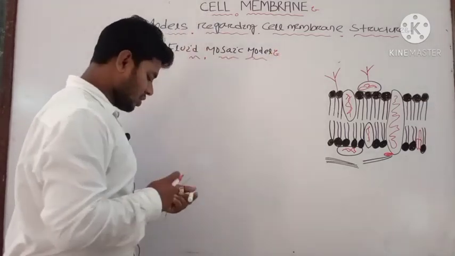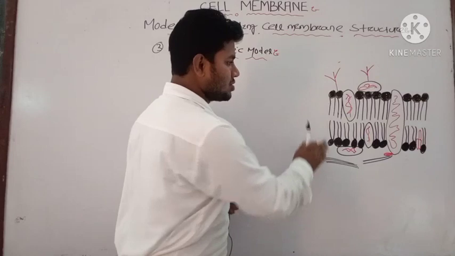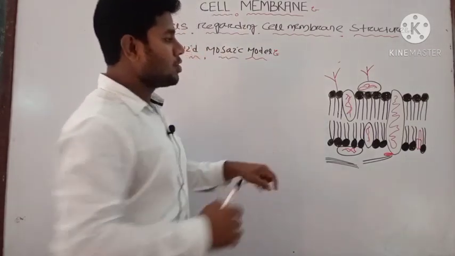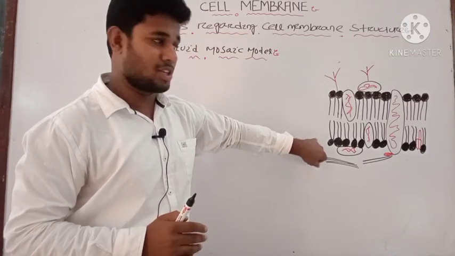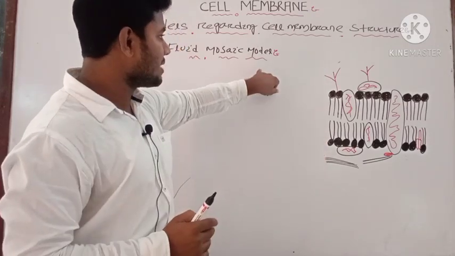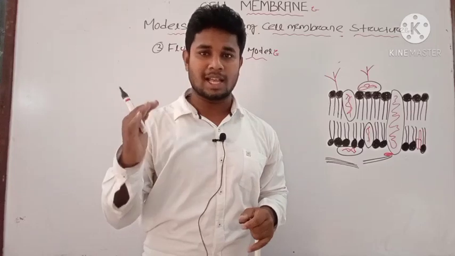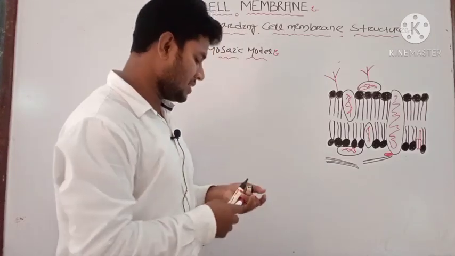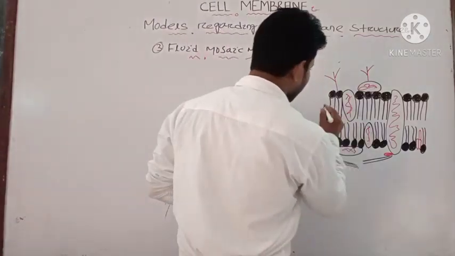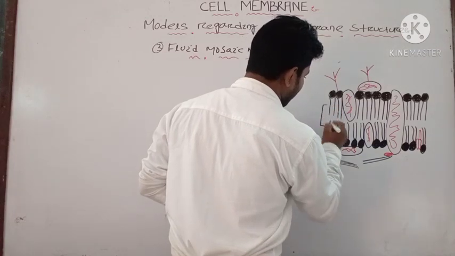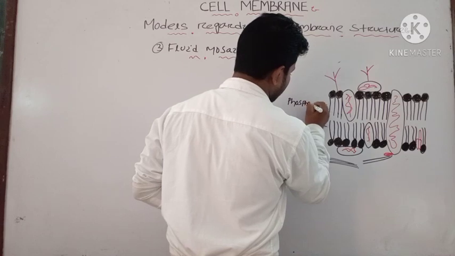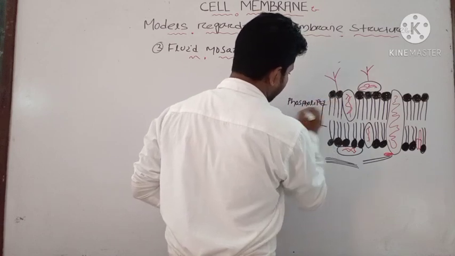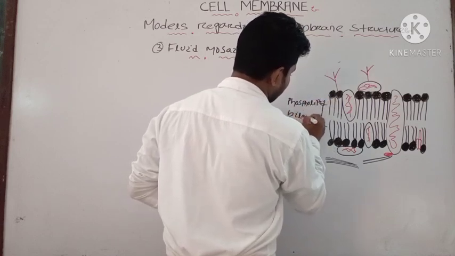You can see the structure of the fluid mosaic model. This is your structure of fluid mosaic model, which is very different from your Sandys model and unit membrane structure. That's why it is the universal model and it is most accepted one after the unit membrane structure. Here you can see there is presence of phospholipid bilayer.